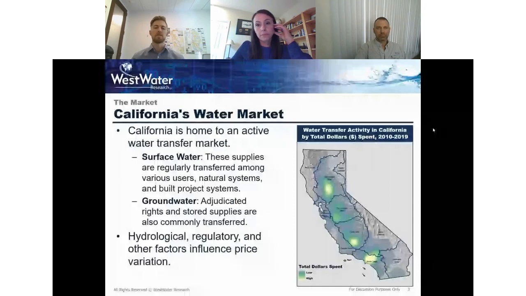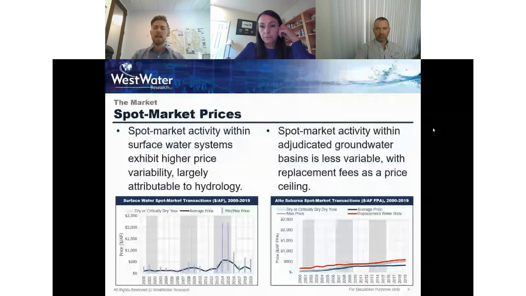There are a lot of different factors that influence price and demand, a lot of those being ecological, regulatory, and other factors. And so I want to provide you with a brief overview of what we've seen in the market, and how we anticipate that may be a continually active part in the SGMA strategy as folks move forward.